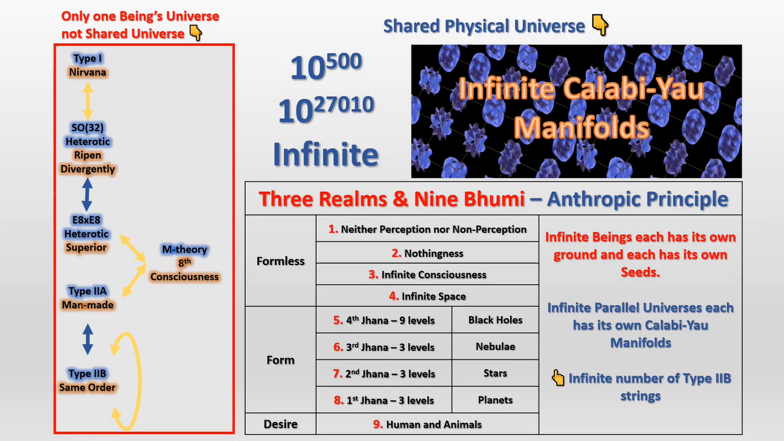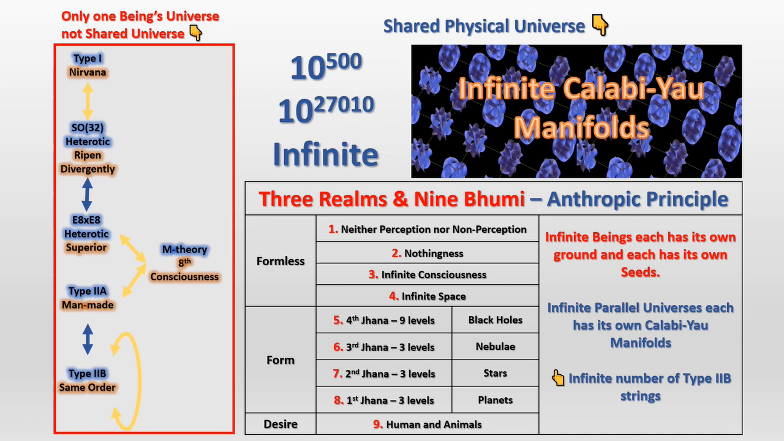Is there such a concept in string theory called the three realms and nine bhumi? Yes, there is. It is called the anthropic principle. String theorists initially were confident they could find a solution in a Calabi-Yau manifold that describes our universe. But very soon, they found out the number of Calabi-Yau manifolds keeps expanding. The number is larger than astronomical. They found 10 to the power of 500, which is 10 followed by 500 zeros, or even 10 followed by 27,000 zeros, or even infinite.